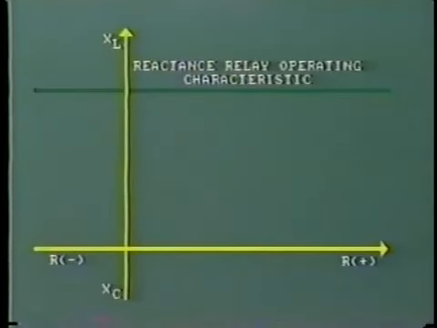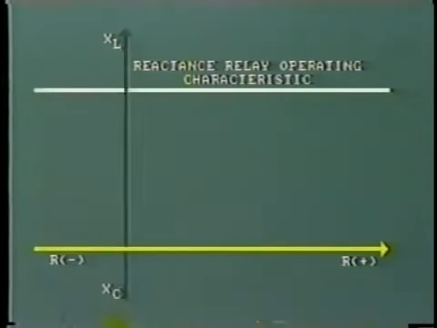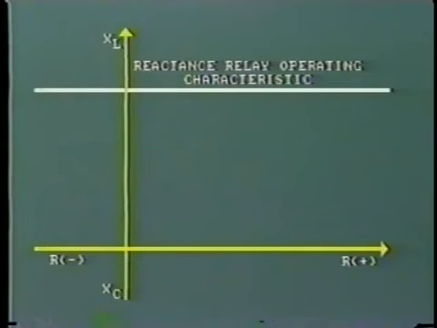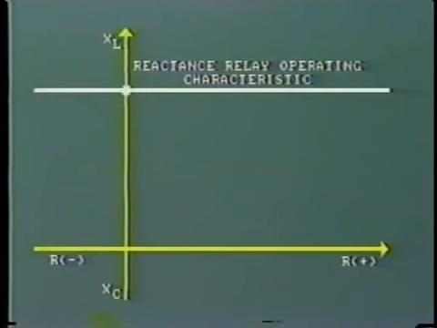The operating characteristic is shown by this horizontal line. Reactance is measured on the vertical. During normal operation, the total reactance of the load and the transmission line will be above the operating set point. This will be 90% of 86.6 ohms, or 78 ohms in our example.